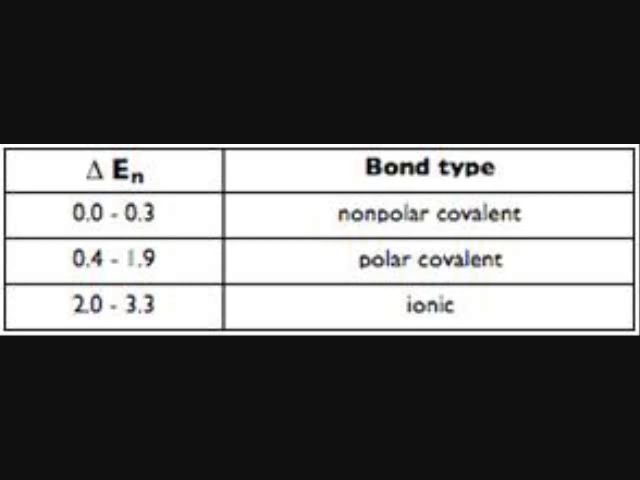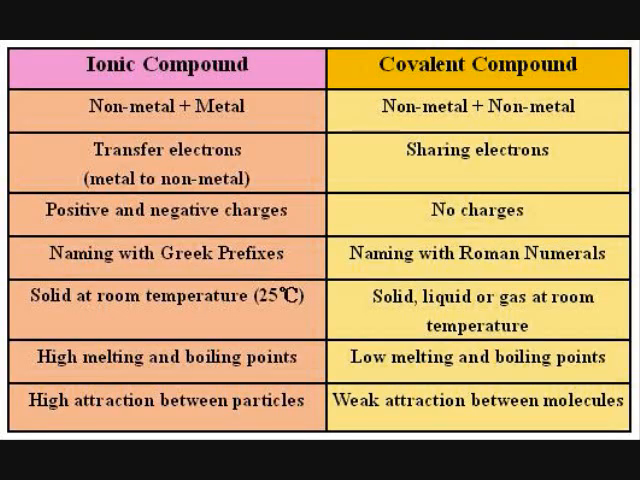Most bonds are not perfectly ionic or covalent, but rather display properties of both. The greater the electronegativity difference, the more ionic the character of the bond. Covalent and ionic compounds have different characteristics that can be used to determine bond type.